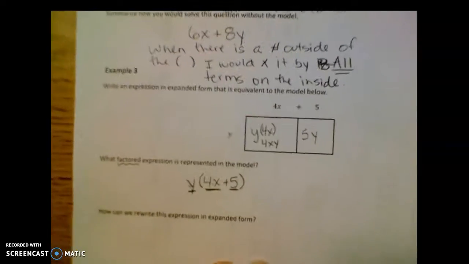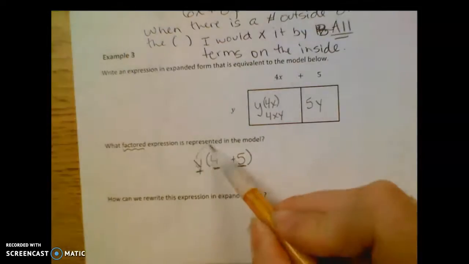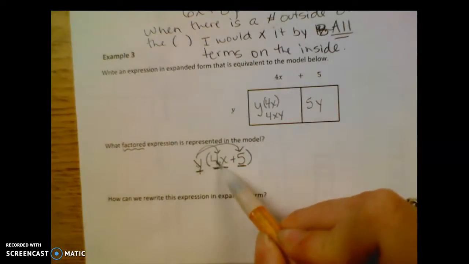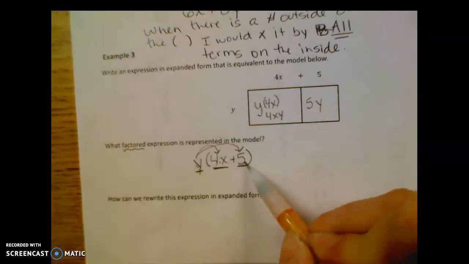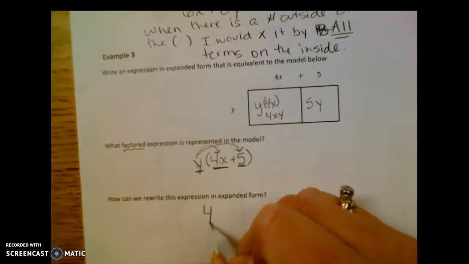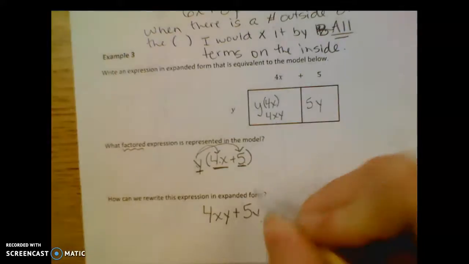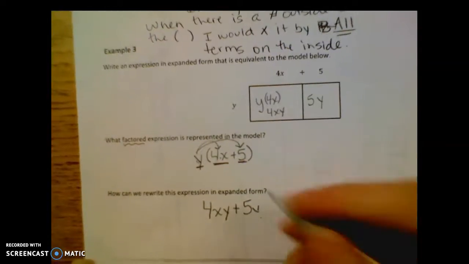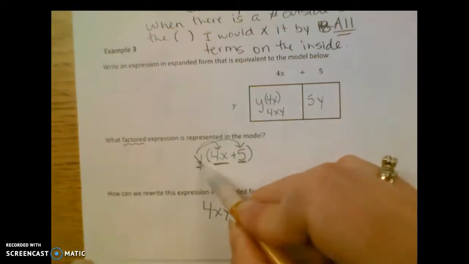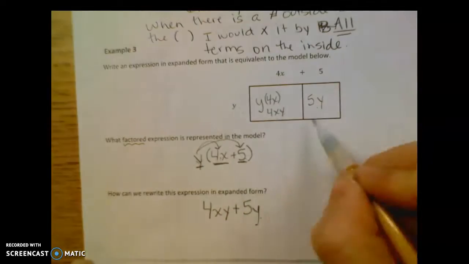Then it says, how can we rewrite this expression in expanded form? Well, if we distribute or pass out this group of y to both of these places, just like we did up here, we could have 4xy plus 5y. So it comes from, again, this length times width, y times 4x, and length times width, y times 5, 5y.